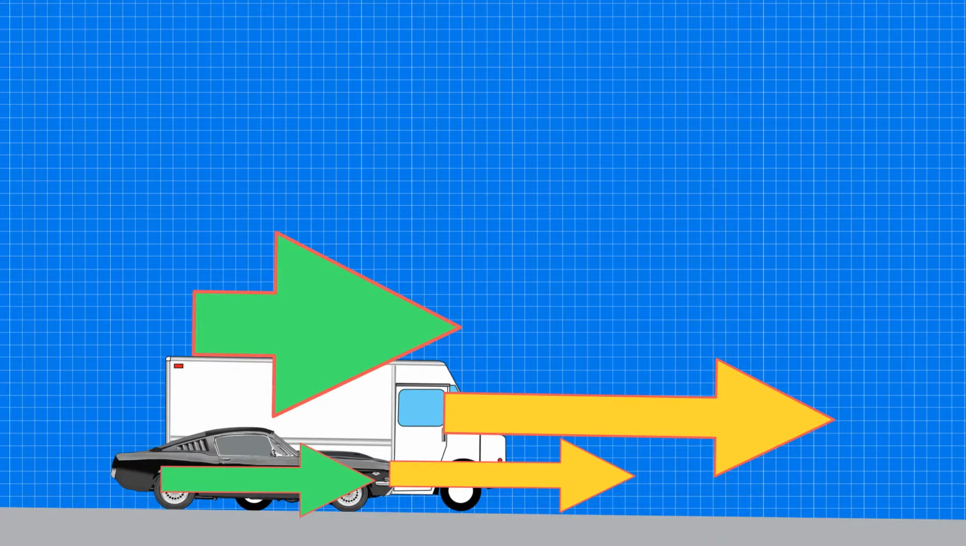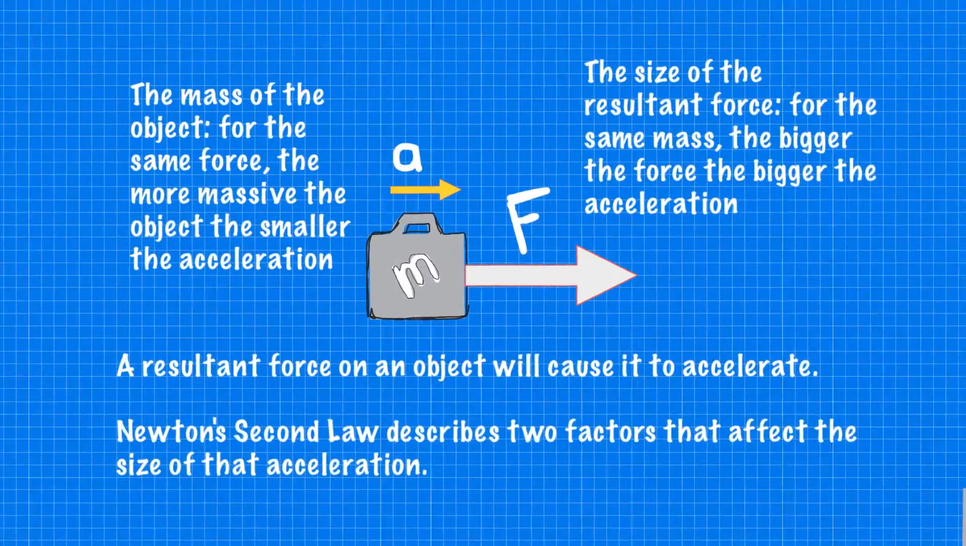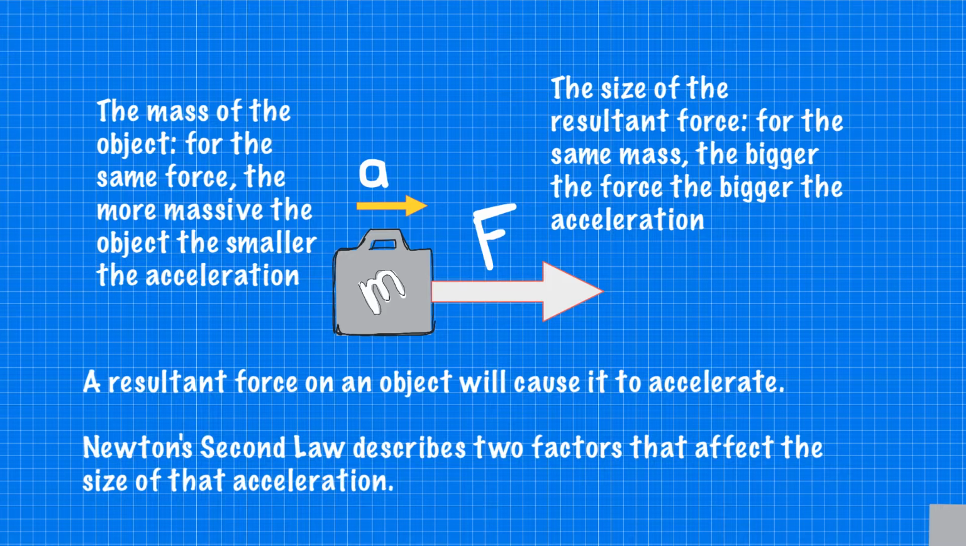This is Newton's second law. It relates those three variables: the mass of an object, the resultant force applied to the object, and the acceleration that object would undergo.